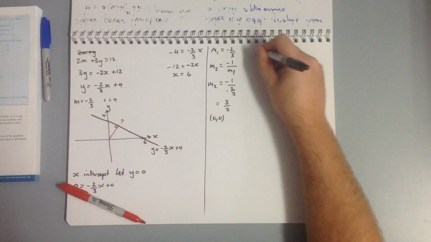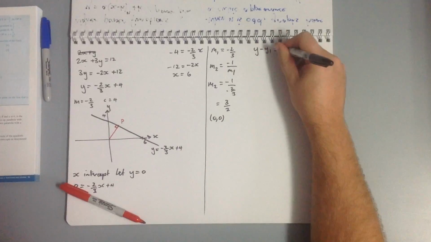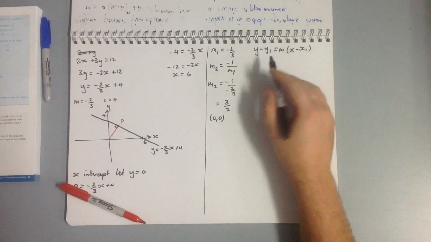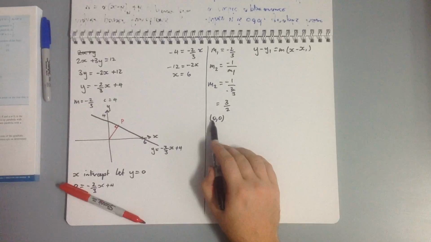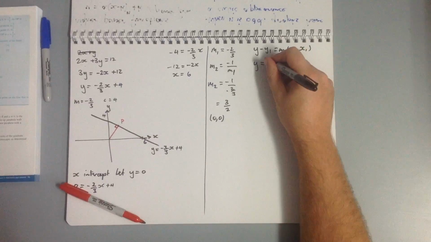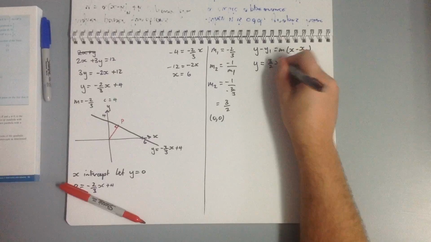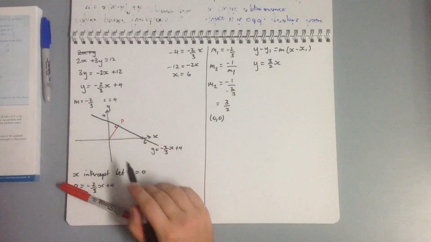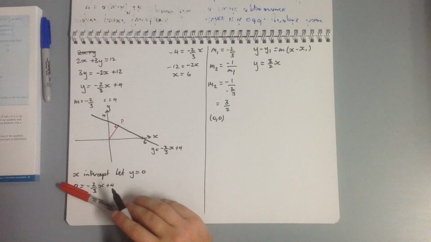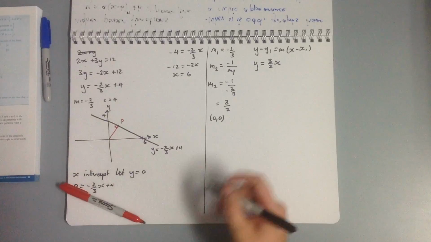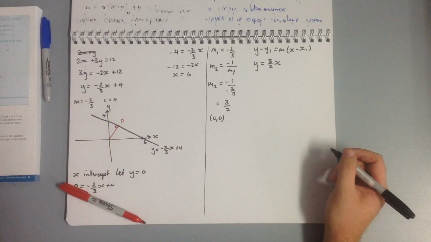So we can use our equation y minus y1 equals m times x minus x1. It's quite simple because x1, y1 is 0, 0. So we find that the equation of our line is y equals 3 on 2x, which is handy. Now we haven't actually found the coordinates of this point yet, but what we've done is we've found the equation of our two lines, so now we can solve them simultaneously.